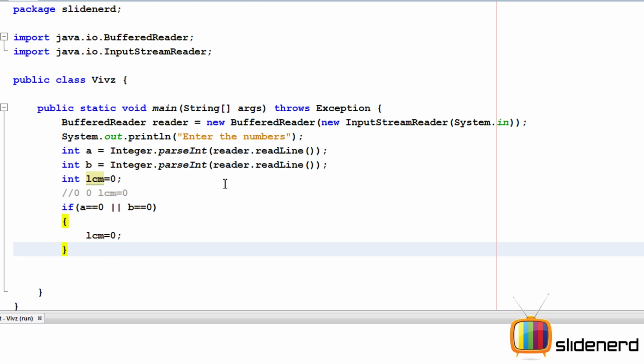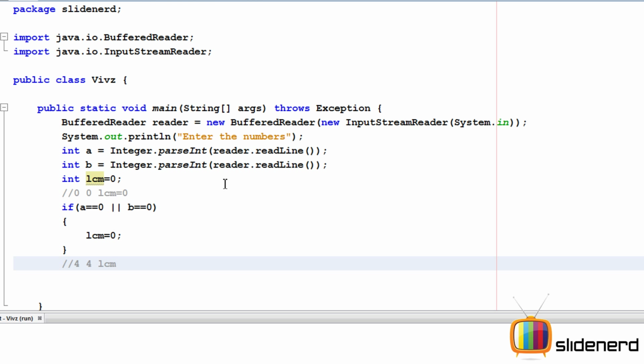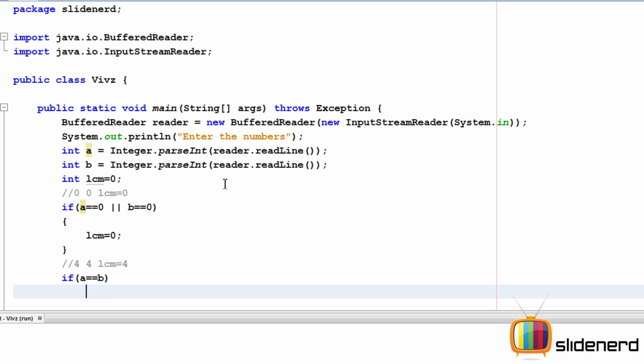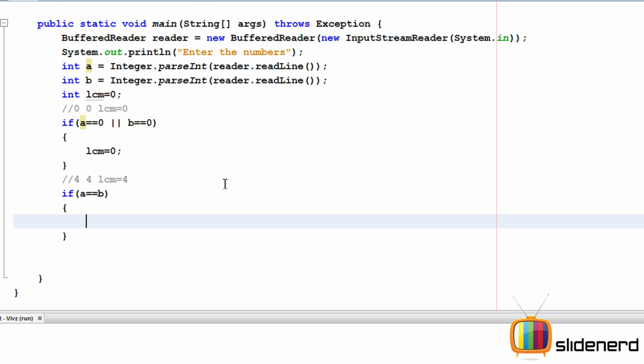There's another case over here. If you guys remember, one of the things is this: both the numbers are the same, 4 and 4. The LCM equals 4 in that case. So I'm going to say if a equals b, the LCM is a, right?